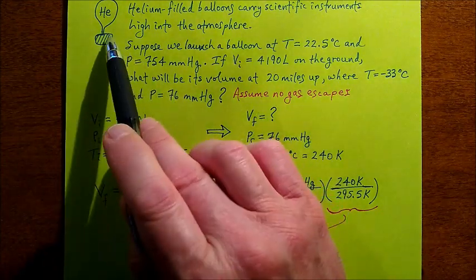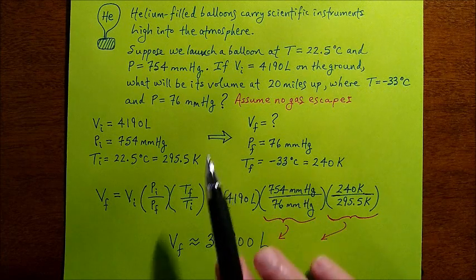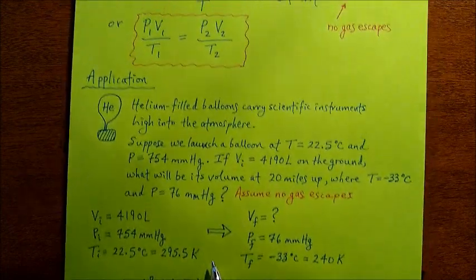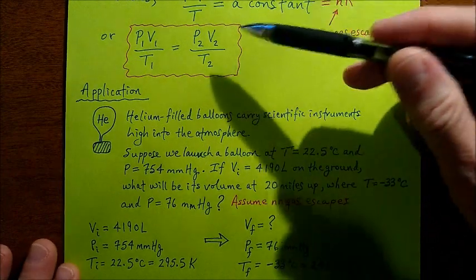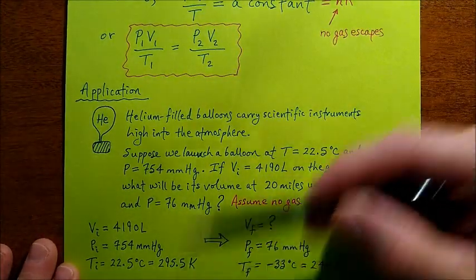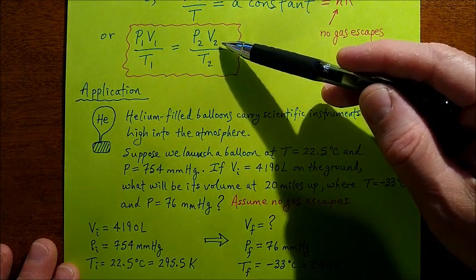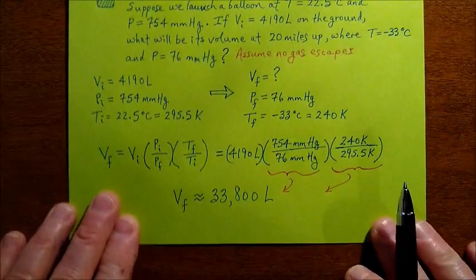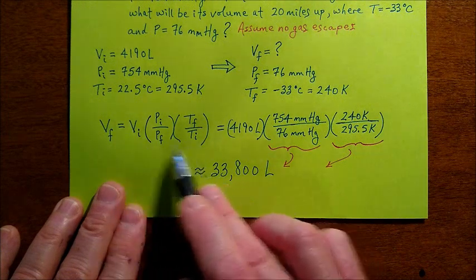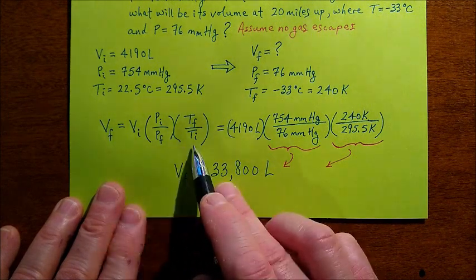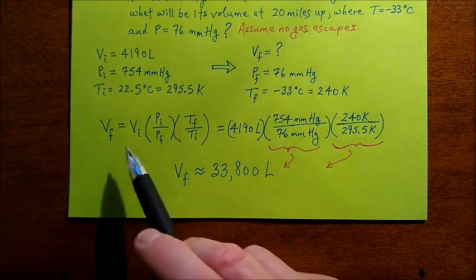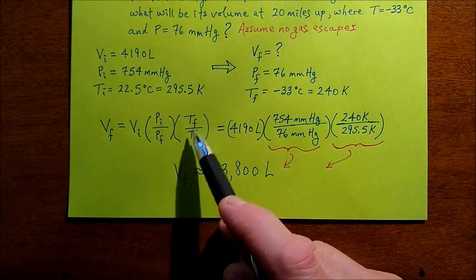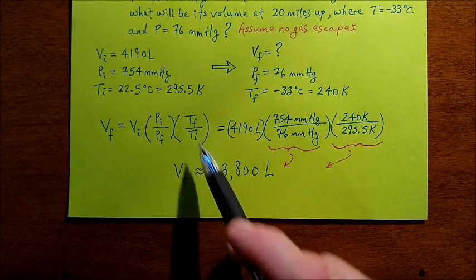Let's assume no gas escapes from this helium-filled balloon. What would be the volume up at the altitude of 20 miles? So this is where you'd use this equation. Now we're solving for V2, but in my solution here, I'm calling that V sub F, V final. So the subscript 2 is the final condition, subscript 1 is the initial condition. If I solve this equation for V2, I get this. Make sure you can derive this yourself. I've just rearranged the variables. I've written them like this to show you that the final volume is just the initial volume times a couple of factors: the ratio of the initial and final pressure times the ratio of the final and initial temperature.